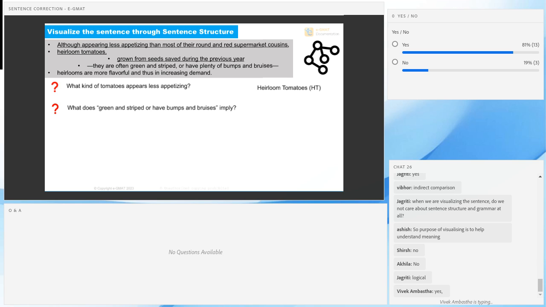Okay. So again, when you're reading, these are the kinds of questions, so in the master comprehension course, this is what we teach. How do you break the sentence? Where do you pause? What are the pause points? What do you do at those pause points? You ask these probe questions. That's what we call them, right? What kind of tomatoes appear less appetizing? What does green and striped or have bumps and bruises?